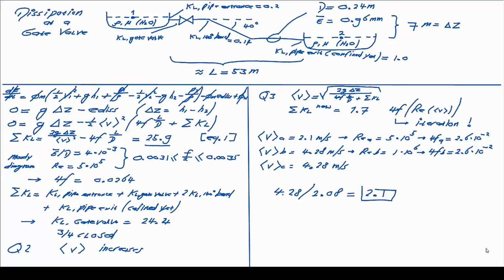Note that in the iteration, the value for 4F did not change. This is because at the calculated Reynolds numbers, we are in the domain of a fully developed turbulent flow, where the friction factor is independent of Reynolds.